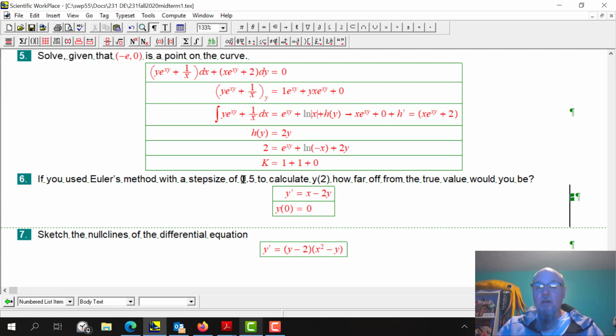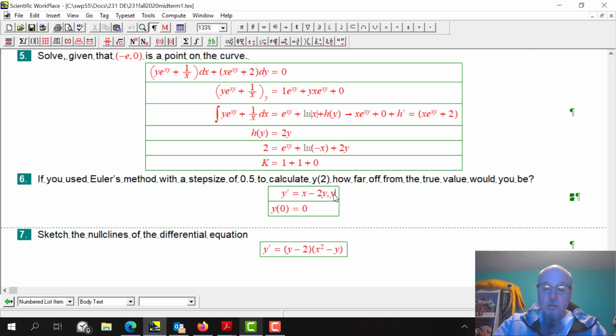Euler's method with a step size of 0.5. How far off the true value? What I want you to do is go through Euler's method, see what Euler's method says that y of 2 is, and then see how different it is from the true value. Let's get the true value.